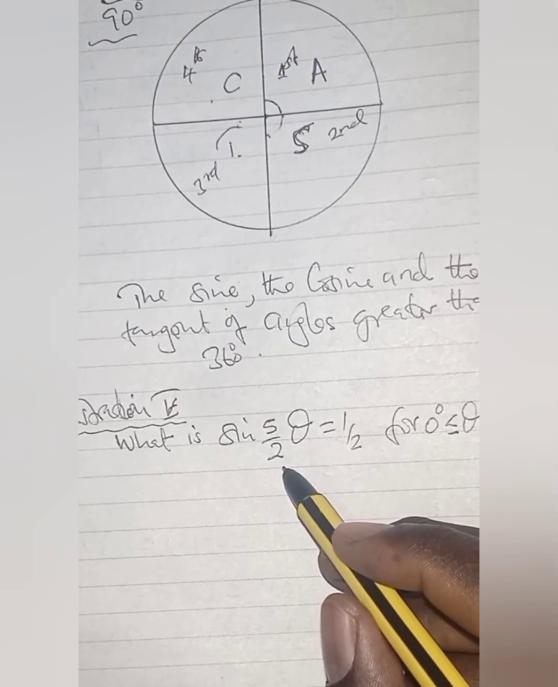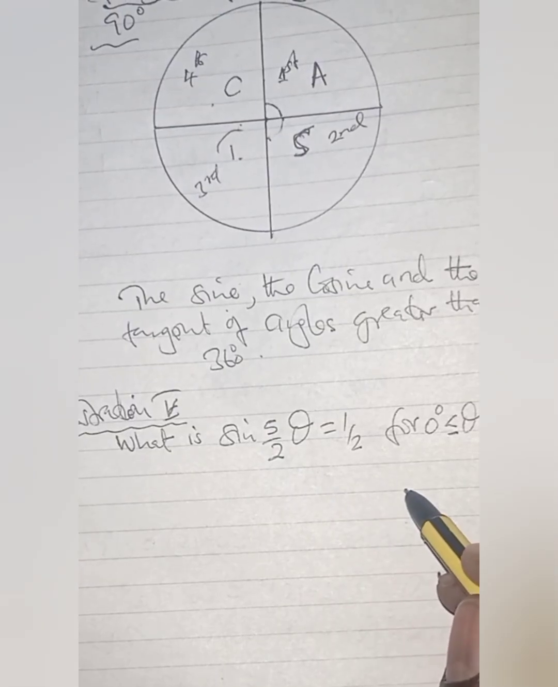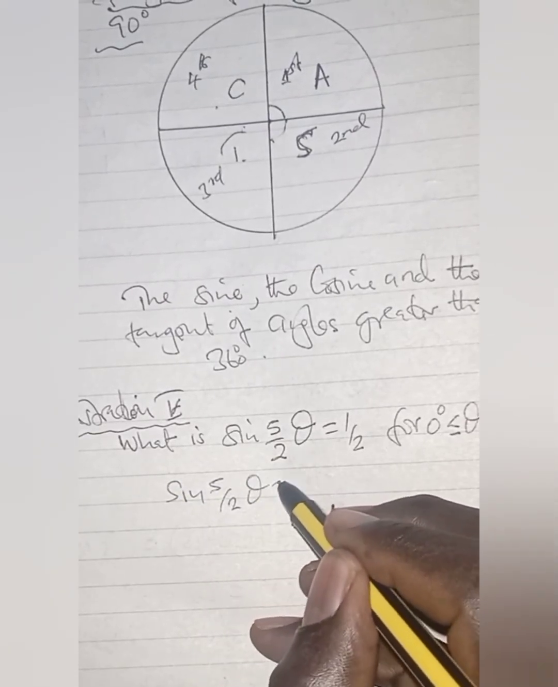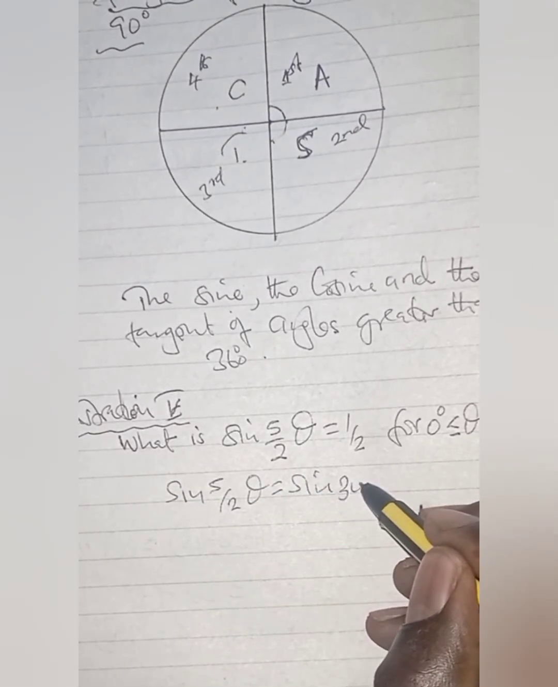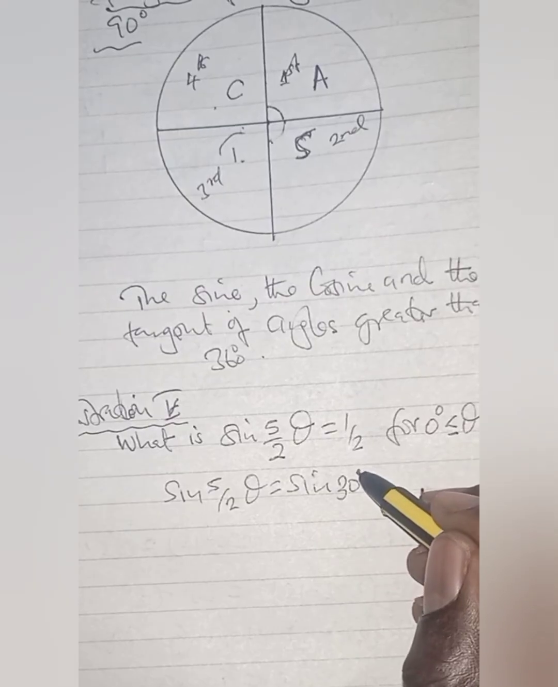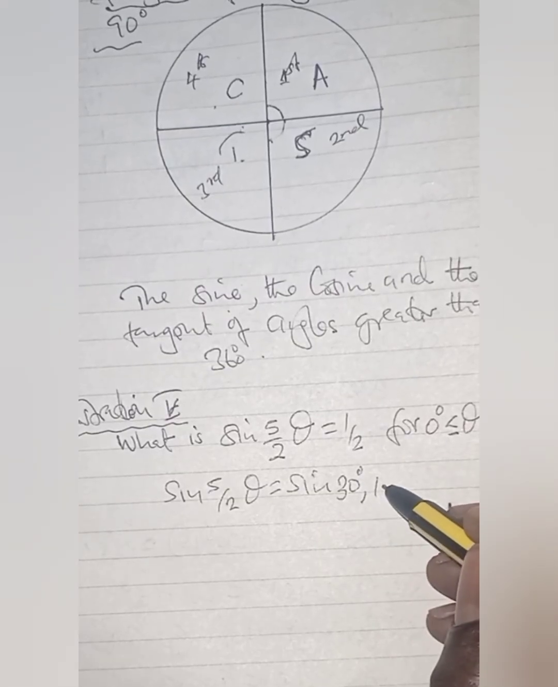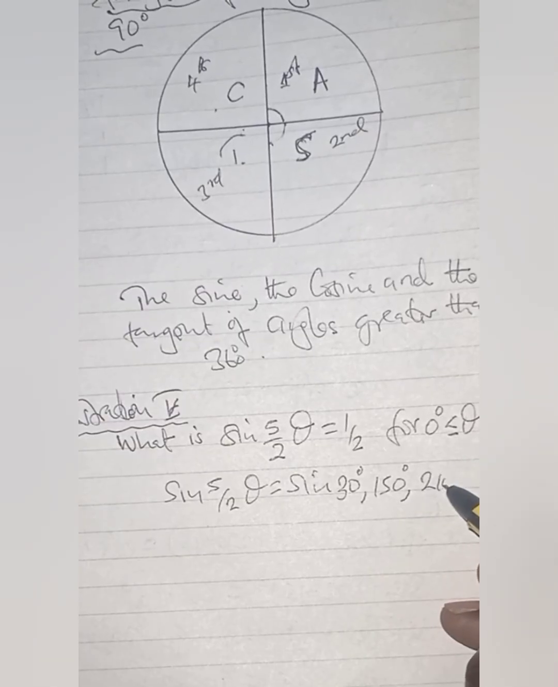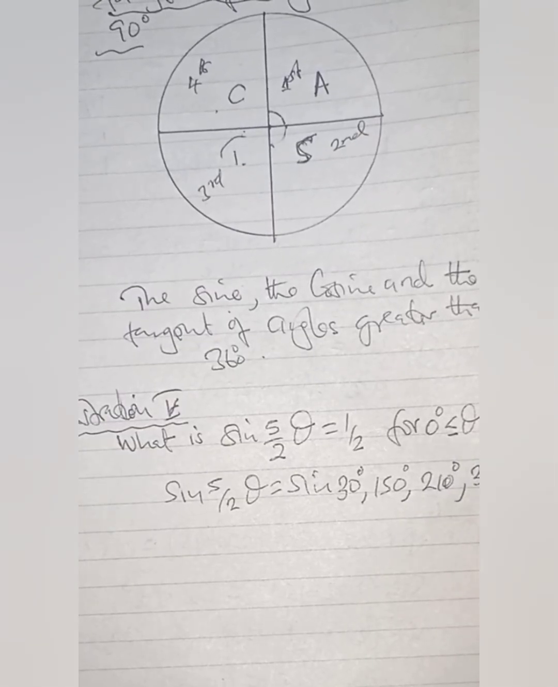What is the solution of sine 5 over 2 theta is equal to half, for theta between 0 and 180 degrees? Now we can write this equation as sine 5 over 2 theta is equal to sine 30, because sine 30 is what we get to be a half. We can also write it as sine 150, which we also get as a half. We can also write it as sine 210 degrees. We can also write it as sine 330.